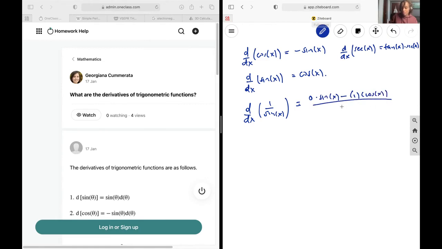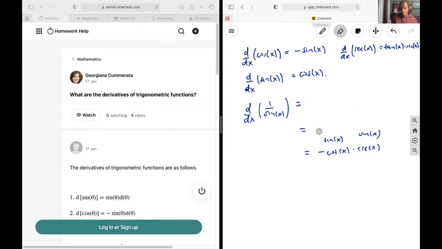This is all over sine squared x. When we simplify this, this will become negative cos x over sine x times 1 over sine x. And this will give us negative cotangent x times cosecant x. And so, if we just rewrite our answer up here, we'll get the derivative of cosecant x is equal to the negative cotangent of x times cosecant x.